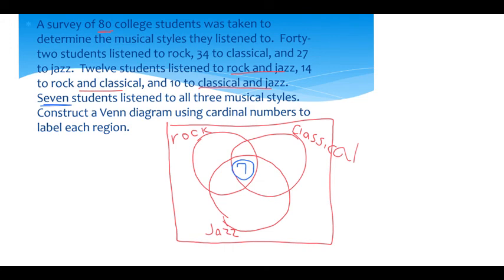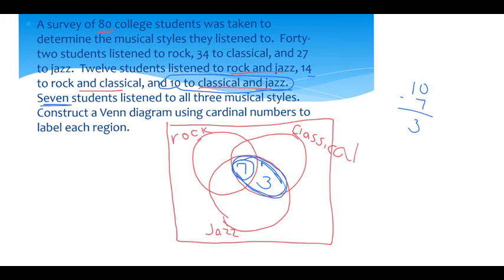Now, I keep working backwards, I have 10 that listen to classical and jazz. So if I look where classical and jazz meet, it's right here. It's what they have in common. But I already have 7 listed there. So if I have 10 total and I subtract the 7, I'm going to have 3 in here. Because classical and jazz, they overlap right here. So I had 7 listed for all 3. I have a 3 there.